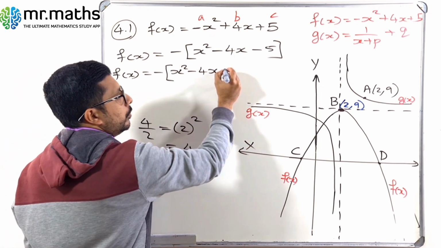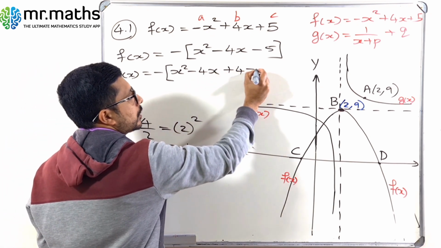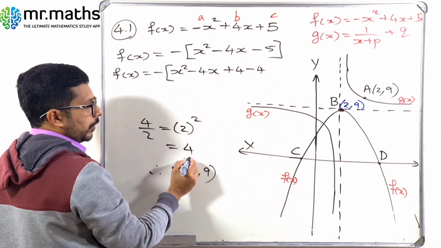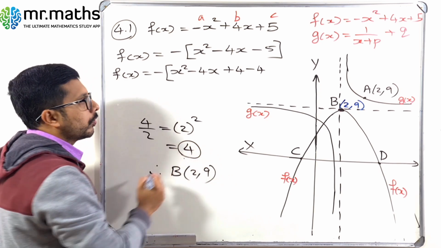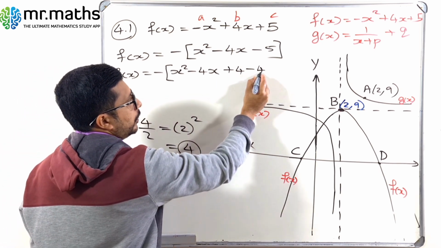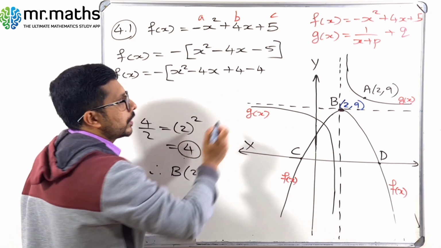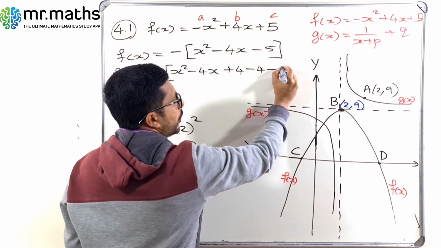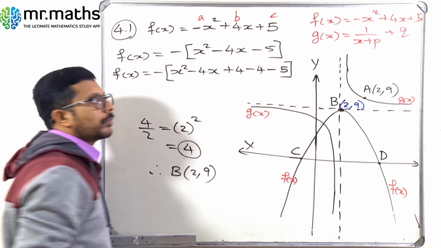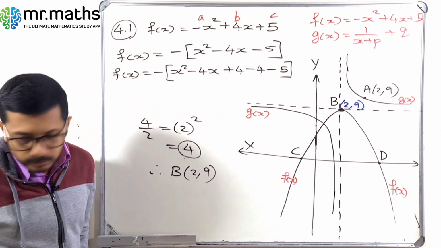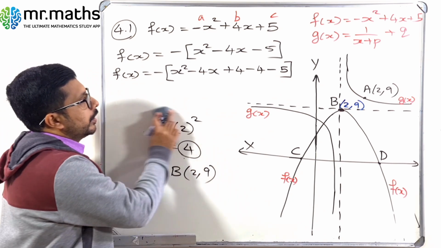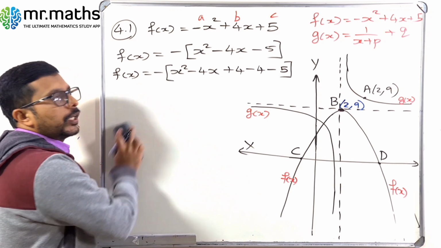What do you have to do? You have to add that one and subtract that one. What is the answer you got? Positive 4. You add that plus 4 and minus 4. 4 minus 4 is 0. So we don't make any difference. Then don't forget this minus 5. There is a minus outside. So we wrote x square minus 4x plus 4 minus 4.